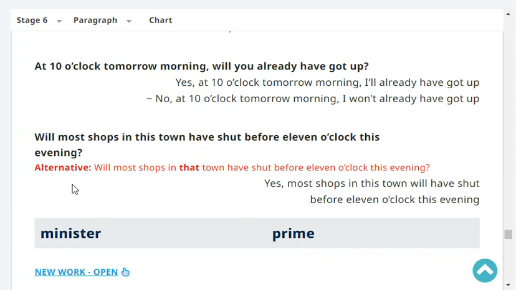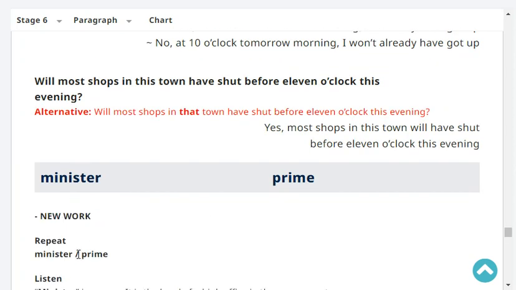Will most shops in your town have shut before 11 o'clock this evening? Yes, most shops in my town will have shut before 11 o'clock this evening. Very good. Next, repeat.